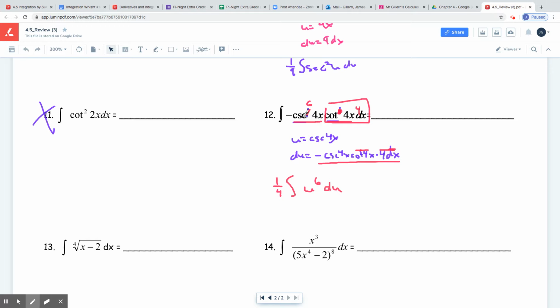Sometimes you see this with secant and tangents. There will definitely be one of these on the quiz. You've had a few of those on the worksheets as well.